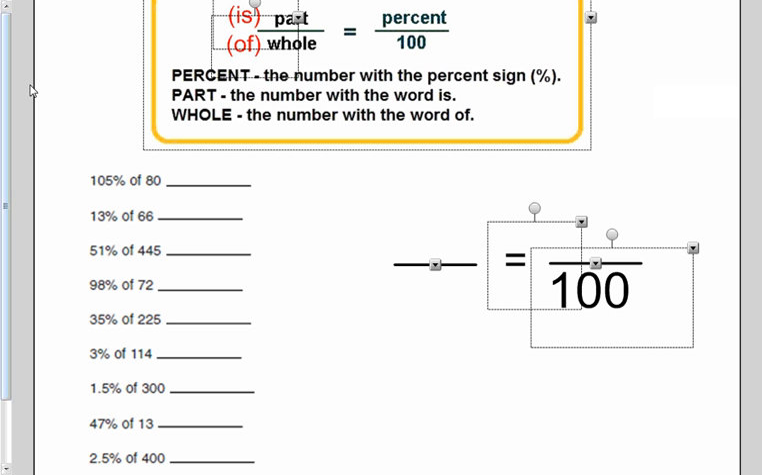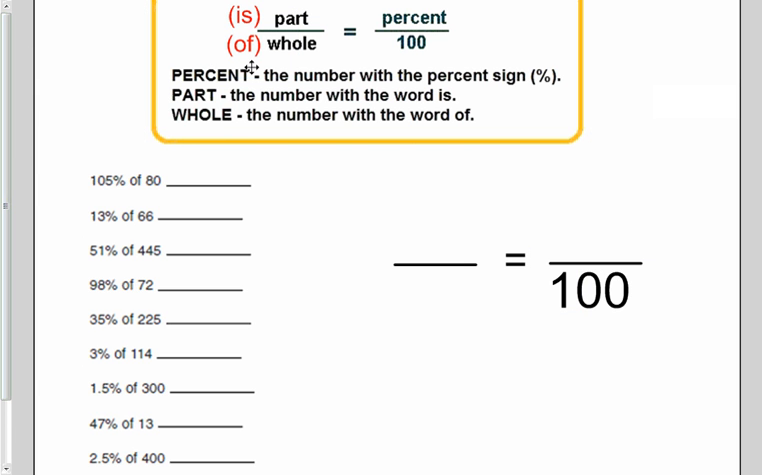So let's just start with the basics here. Here is our proportion, and this will work for any percent problem. We have part over whole equals percent out of 100. So you can have any of these pieces missing: the part, the whole, or the percent. The 100 will always be there. And you can figure out that missing piece based on having the other three pieces.